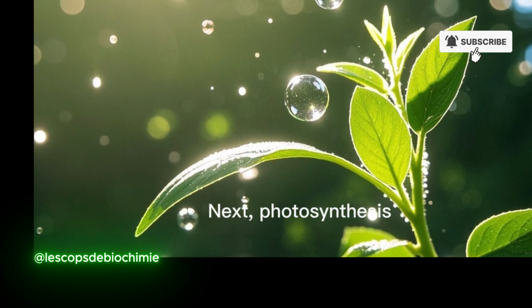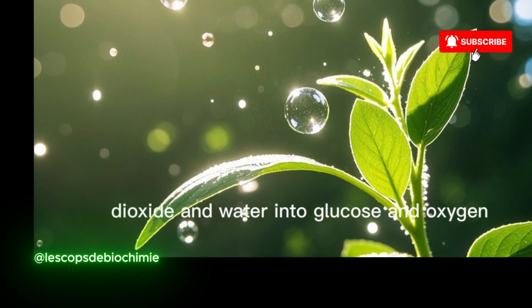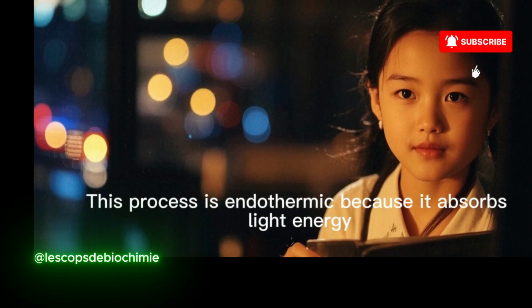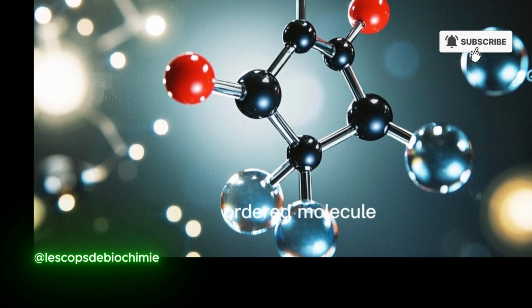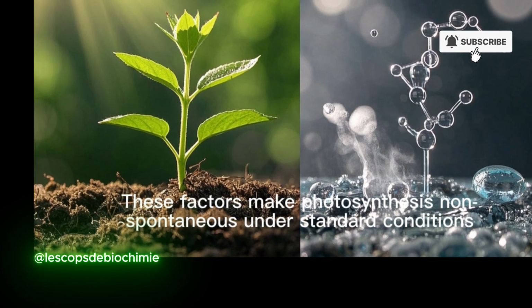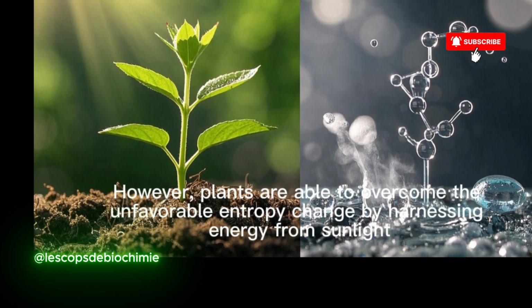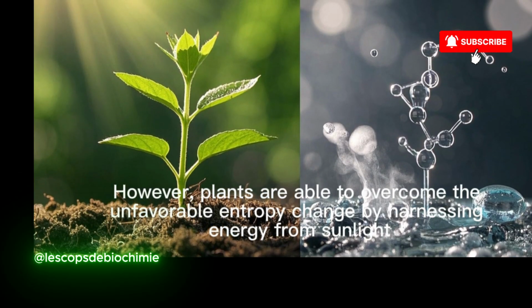Next, photosynthesis. Plants use energy from the sun to convert carbon dioxide and water into glucose and oxygen. This process is endothermic because it absorbs light energy. Additionally, glucose is a highly ordered molecule compared to carbon dioxide and water. These factors make photosynthesis non-spontaneous under standard conditions. However, plants are able to overcome the unfavorable entropy change by harnessing energy from sunlight.